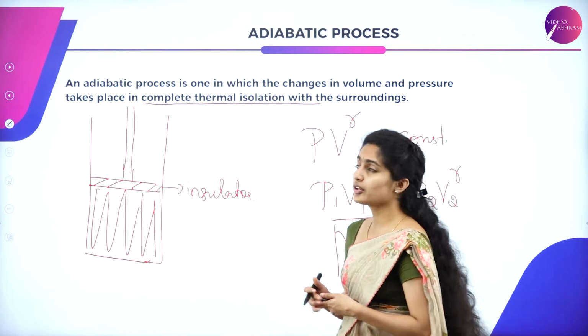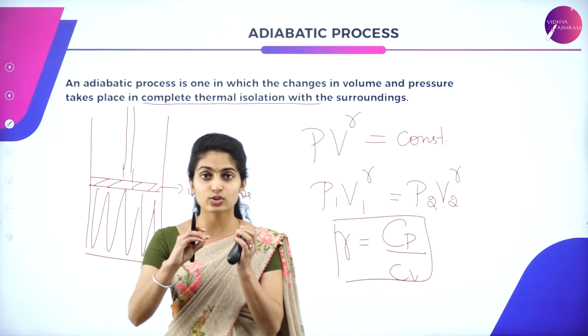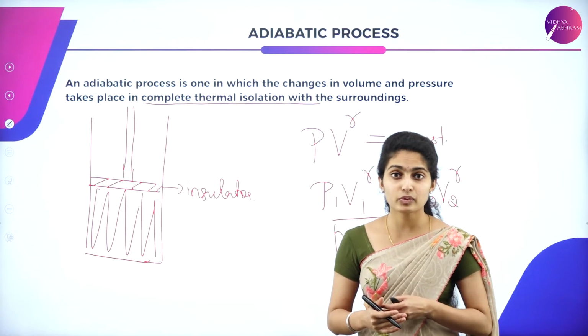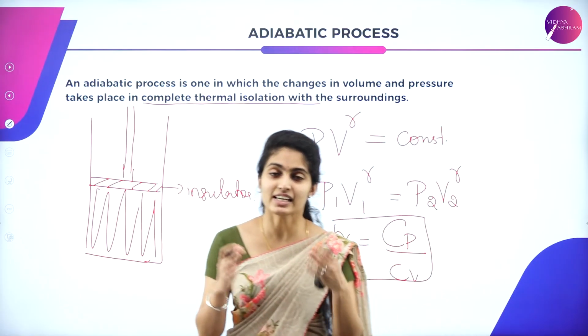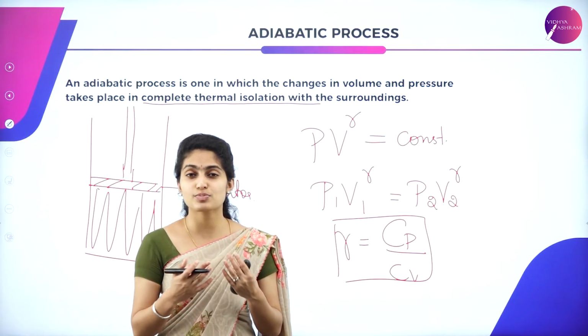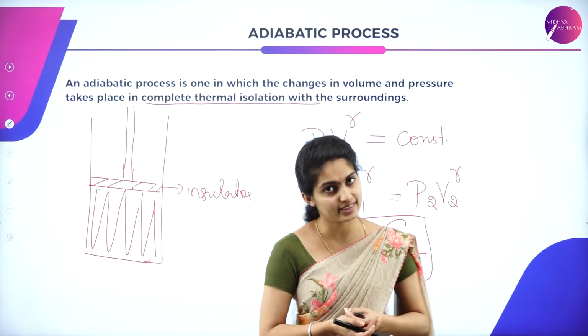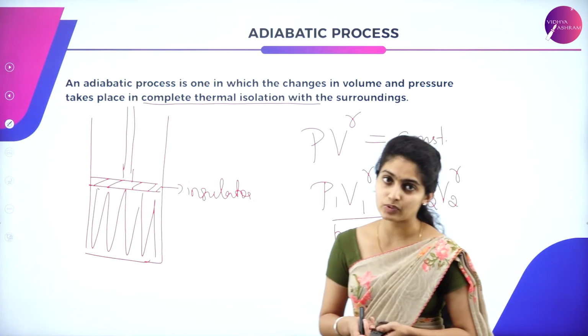So that is all about your adiabatic process. Isothermal process means isolating temperature, that means temperature is constant. Adiabatic process, here thermal isolation is taking place. Thermal isolation in the sense that there is no exchange between the surroundings temperature as well as the temperature which is within itself. So these are all about your isothermal process and adiabatic process.